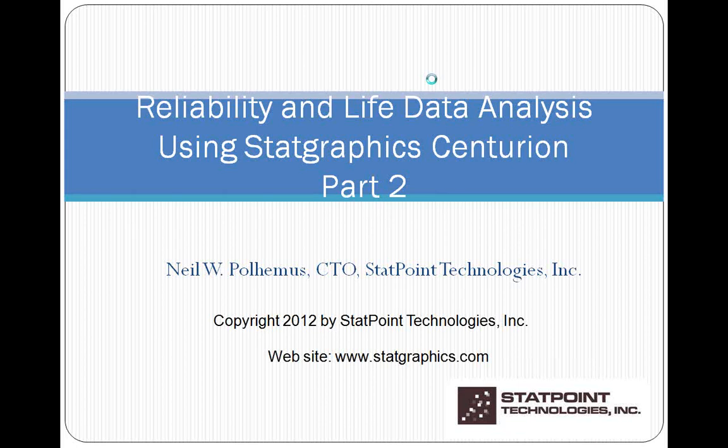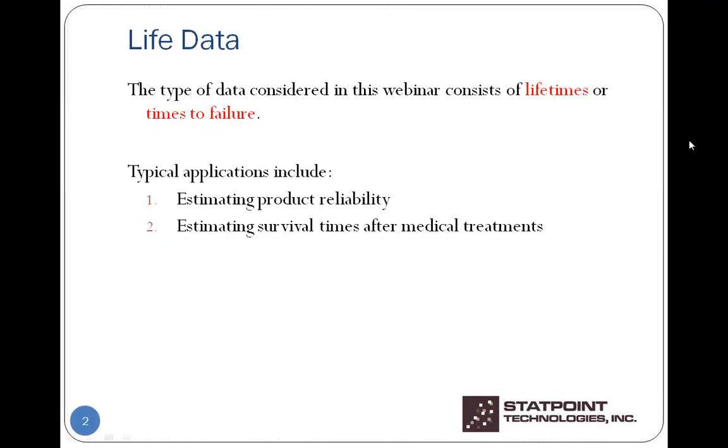Okay. Well, this, as I said, is the second part of the webinar that deals with analyzing life data. As a reminder, the type of data that we're considering here consists of lifetimes or times to failure. Data that measures how long it takes until some event occurs. Typical applications would involve estimating product reliability. How likely is it that a product will still be working 3 years from now, or at the end of the warranty period, or whatever you might be interested in.